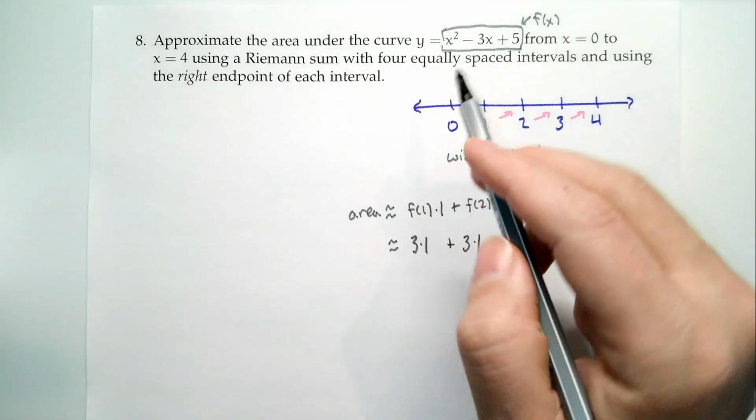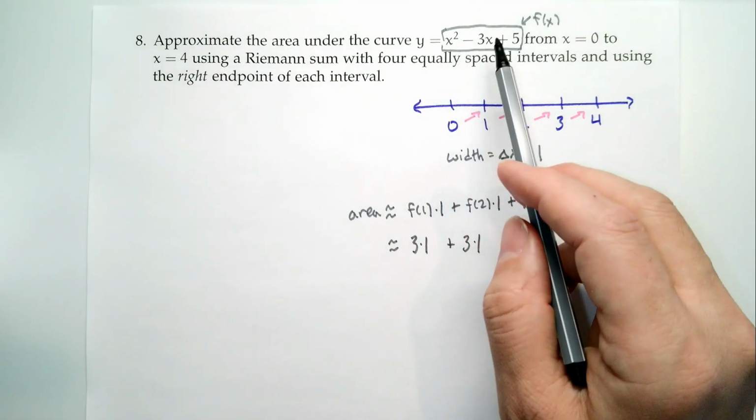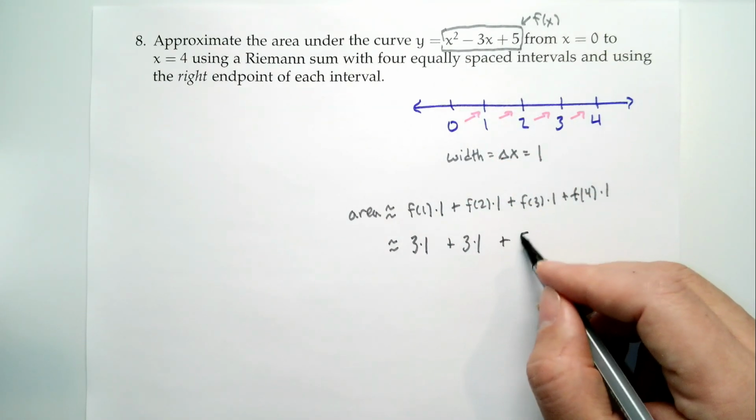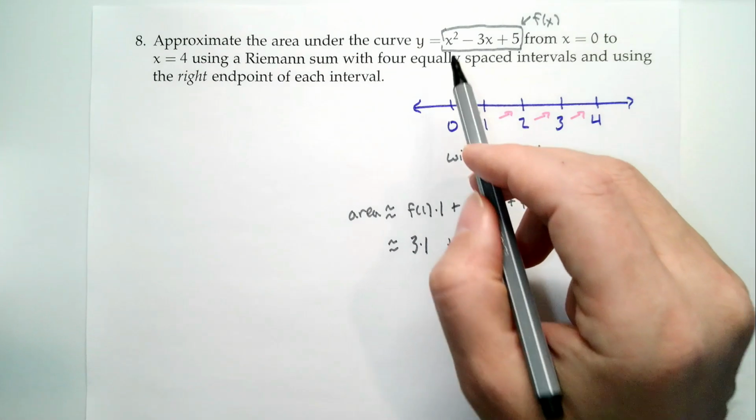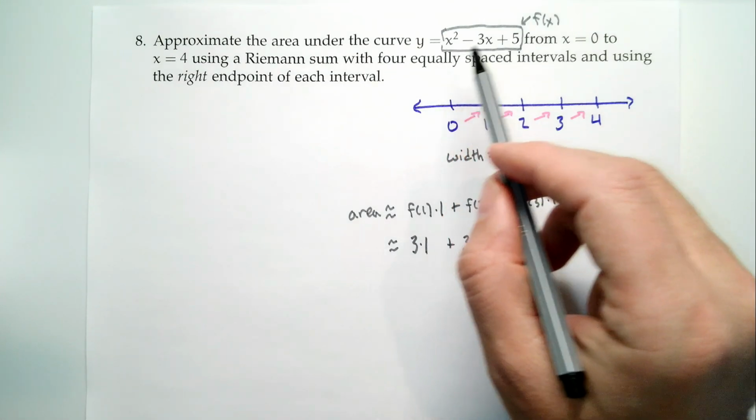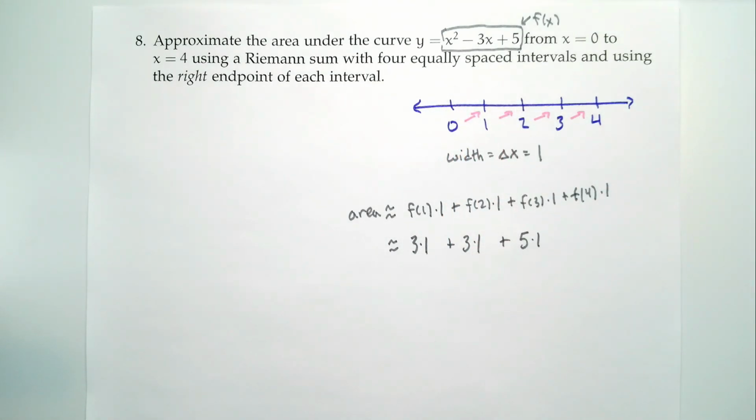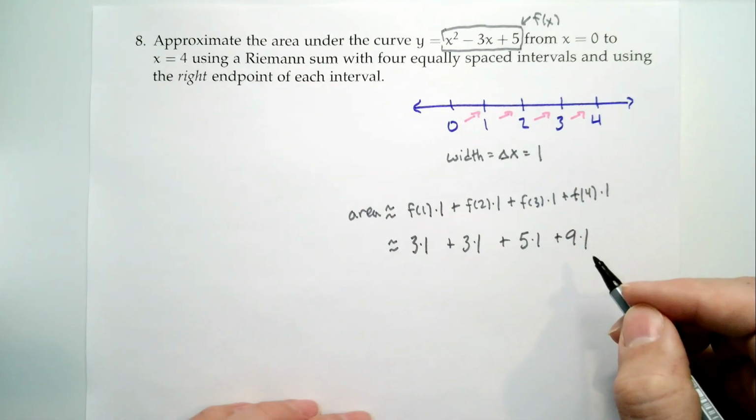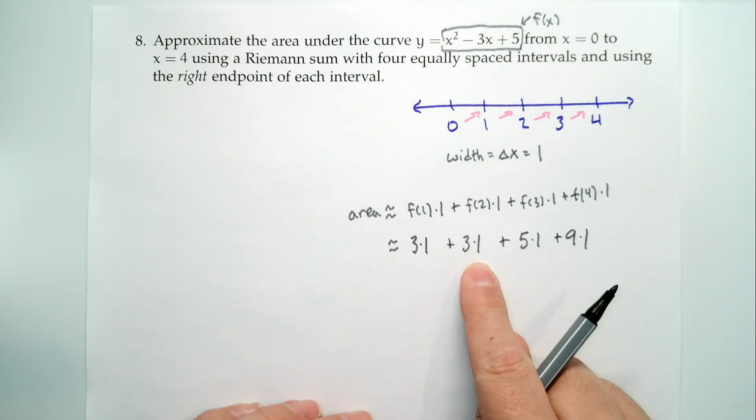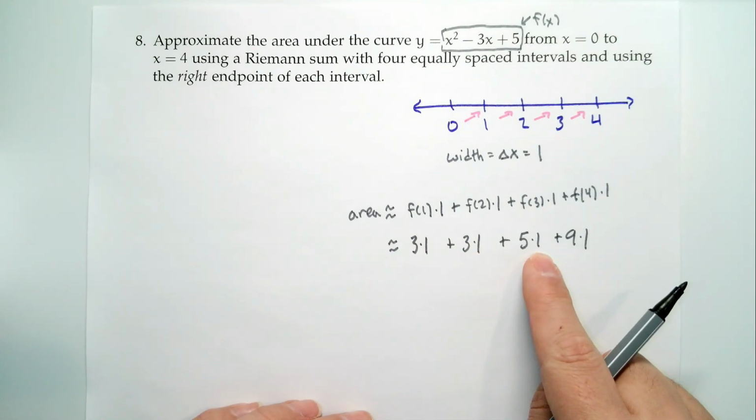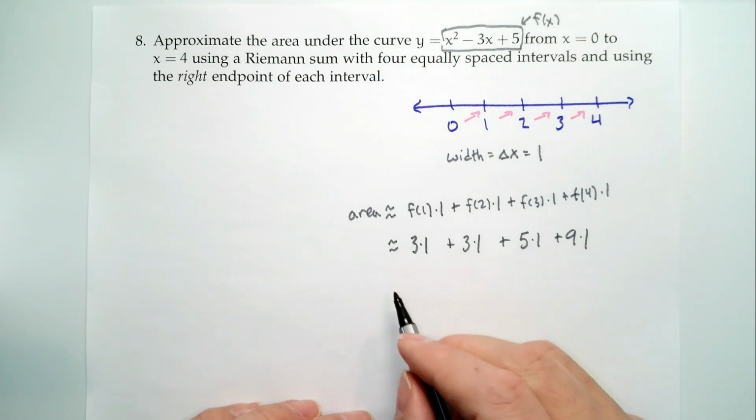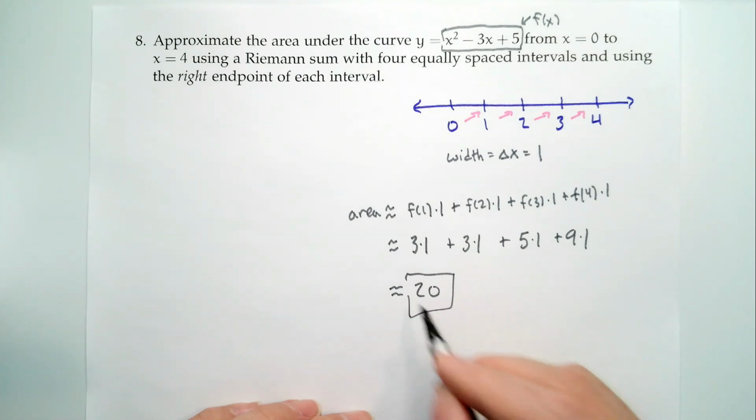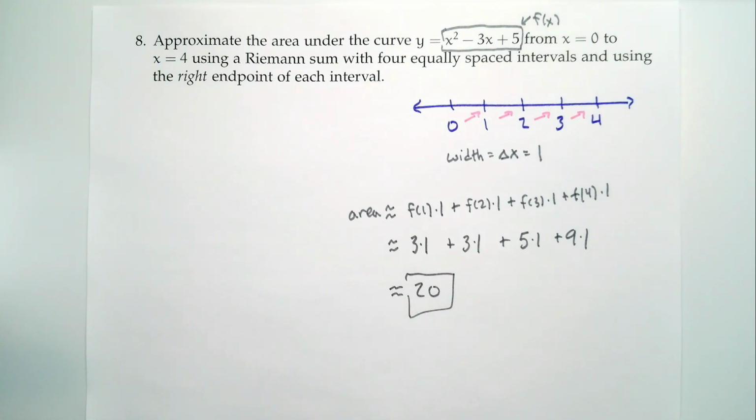The function at 3. We're going to get 3 squared minus 3 times 3, so that's easy. Those knock out, plus 5, so that's 5. Function at 4. 4 squared is 16. 3 times 4 is 12. 16 minus 12 is 4, plus 5 gives us another 9. So we have 3 plus 3, which is 6, plus 5. That gets us to 11, plus 9 gets us to 20. And that is our approximation using a Riemann sum.